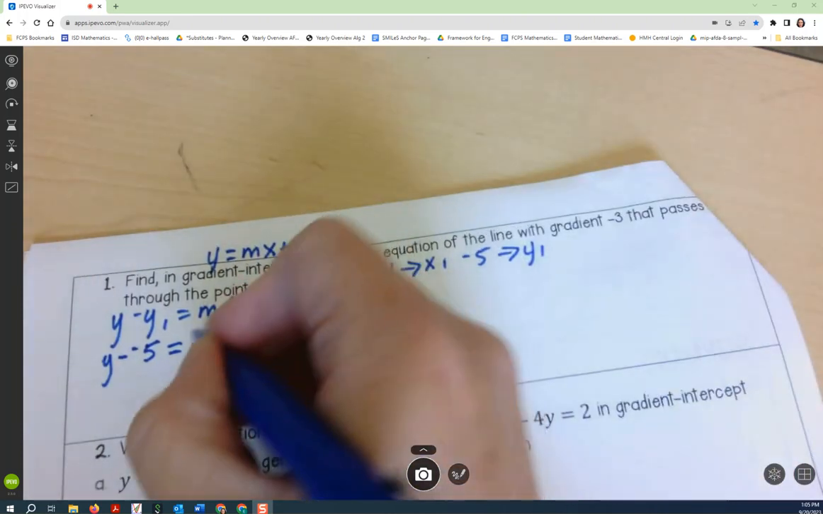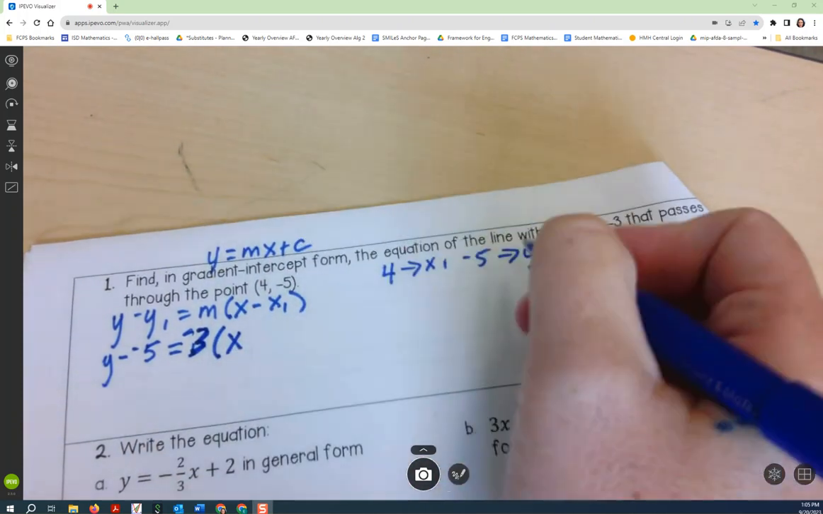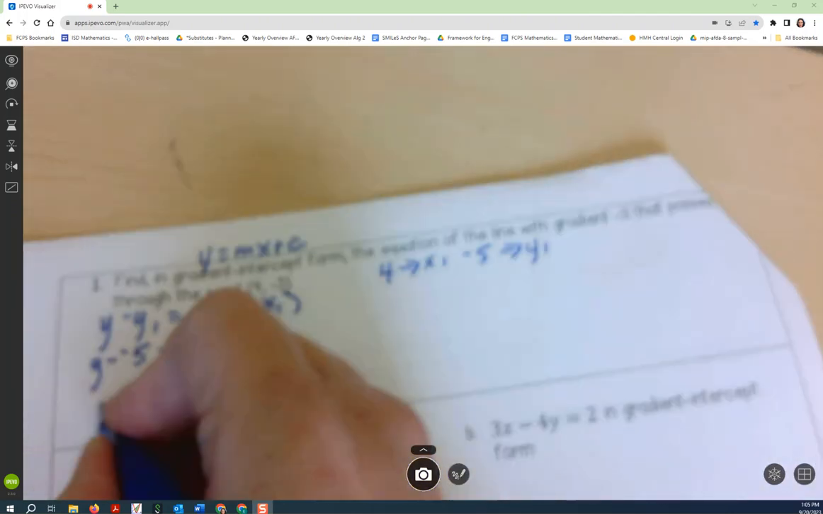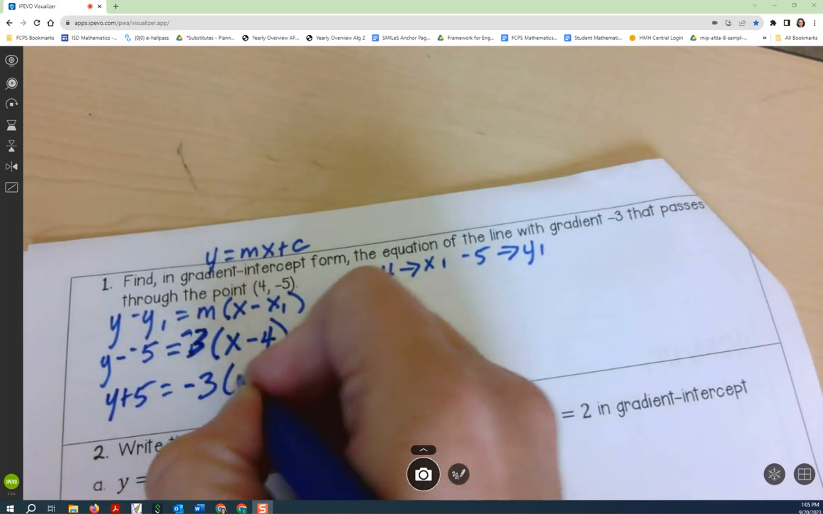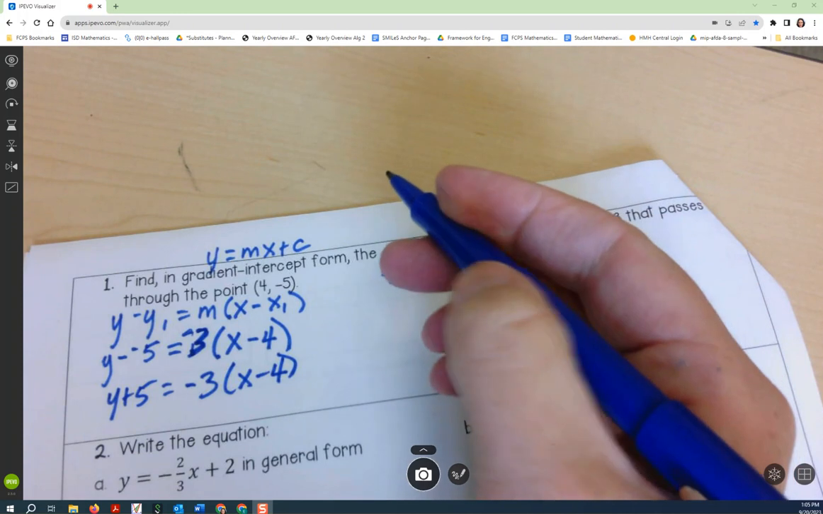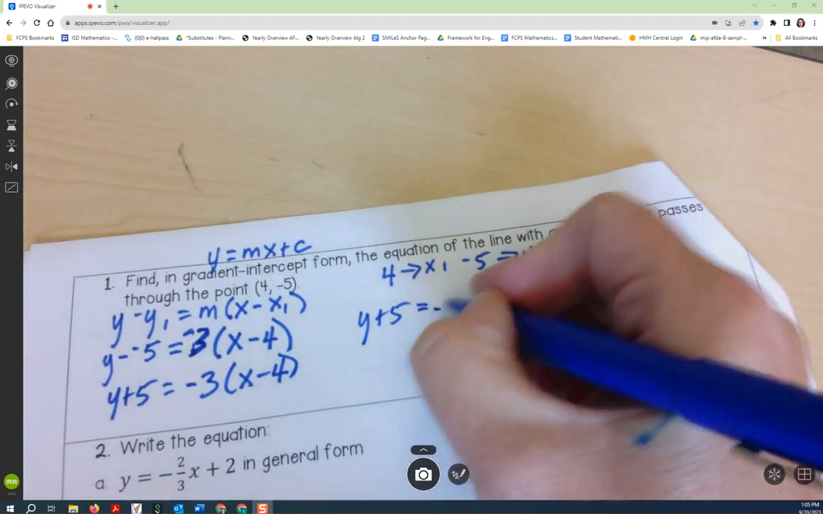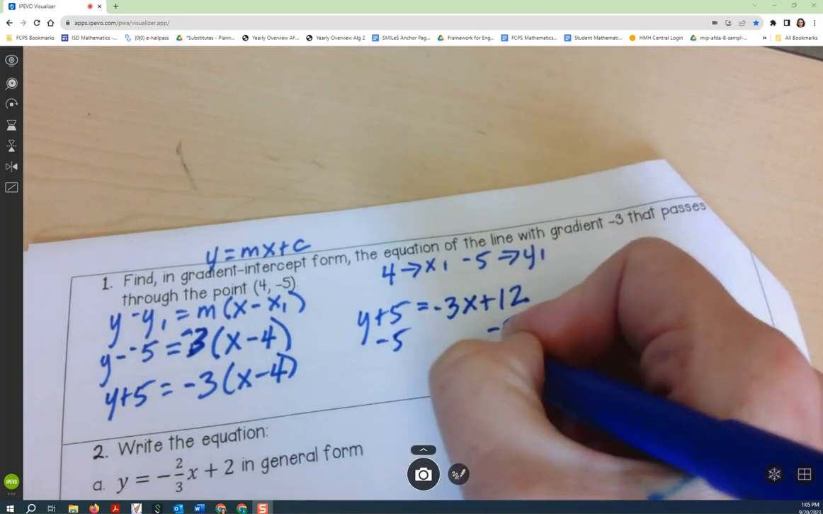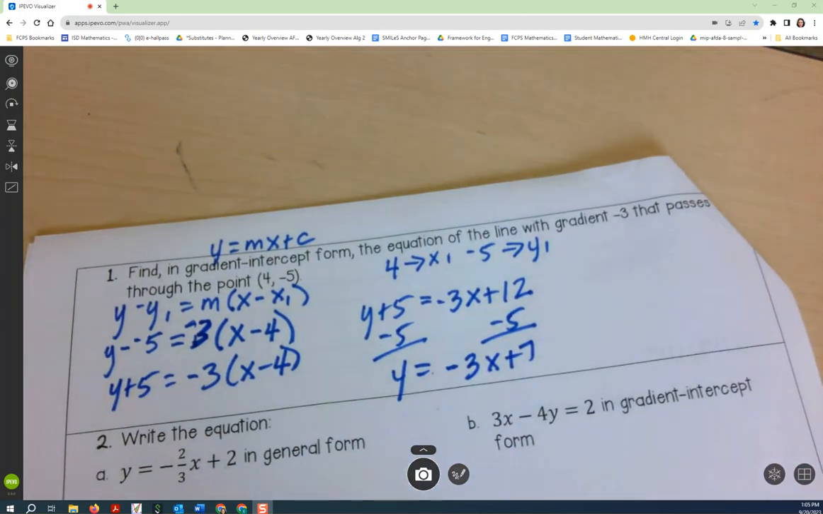Oops, we know the m, right? Negative 3. Minus negative is plus, so I have y plus 5 equals negative 3 times x minus 4, and we're trying to end up with a gradient intercept form, so we're going to continue to simplify. So I have y plus 5 equals, and I'll distribute my negative 3. Negative 3x plus 12, subtract the 5, and get y equals negative 3x plus 7.